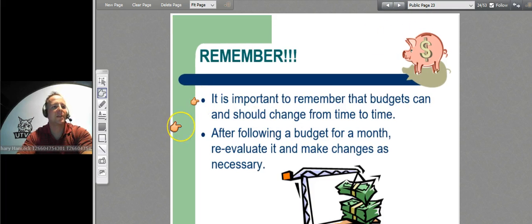Okay, so just a couple things to remember. Budgets can be changed from time to time. So you're going to have to change these as your life changes. Okay, after following a budget for a month, reevaluate and make changes as necessary. Okay, you might find in certain areas you might have to increase things, or you're saving for something bigger, some financial goal.